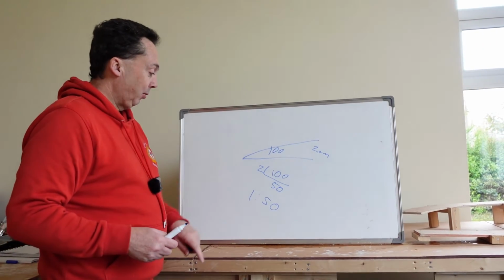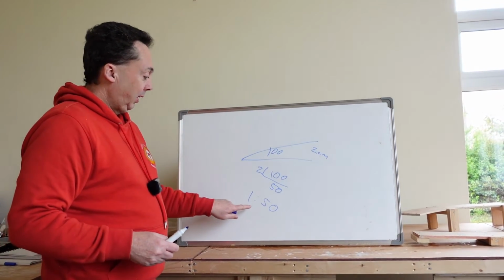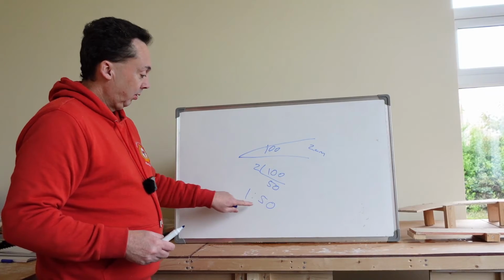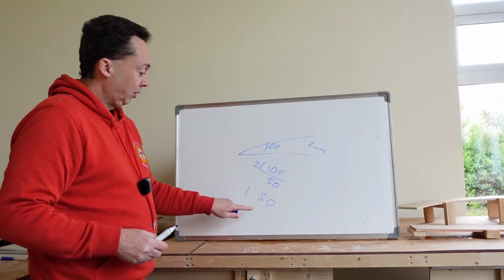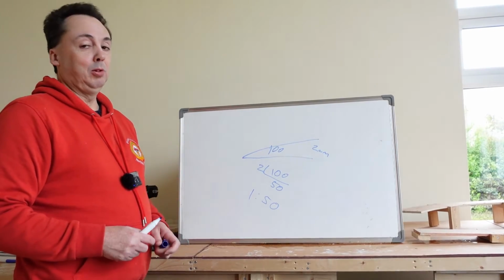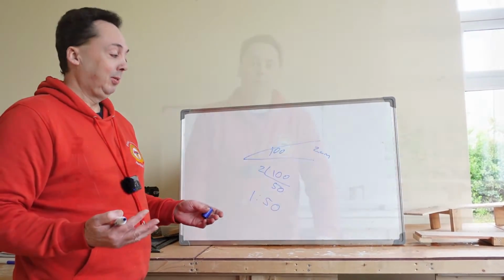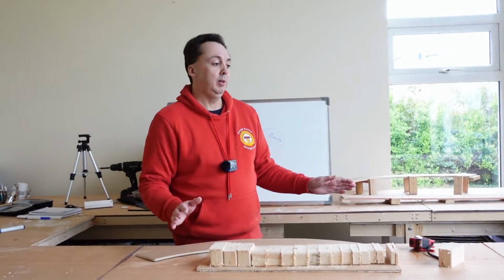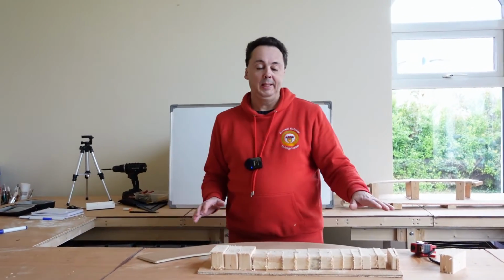And then when you have your ratio, you know for every distance you go 50 across, you'll go 1 up. And then you can easily work out how to build your incline. Hope that makes sense. So we've covered how to work out your ratio. We've started building the incline.